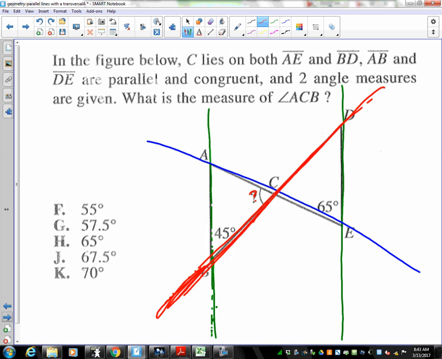I'm going to look along this transversal, and I'm going to look mainly inside the triangle. You should notice here and here, those are alternate interior angles. So this angle would be 45 also. Now, I'm looking for this angle. This angle would be the same as that angle because they are vertical. So I'm going to use my triangle right here to find that angle. So I can say 45 plus 65 is 110, and then 180 minus 110 is going to be 70. So since that angle's 70, then that angle's also 70.